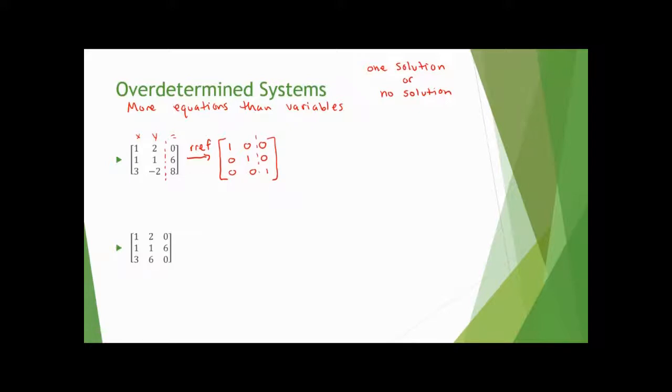Okay, so let's write down what that means. So we have x, y, and an equal sign. You get x is equal to 0, y is equal to 0, and then you get 0 equals 1 for the last row. That last row we got 0 equals 1, and that is false.